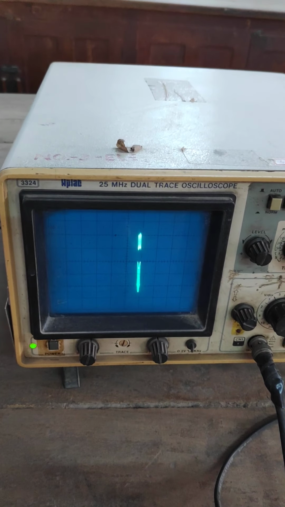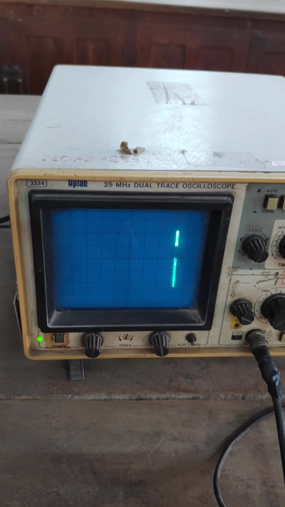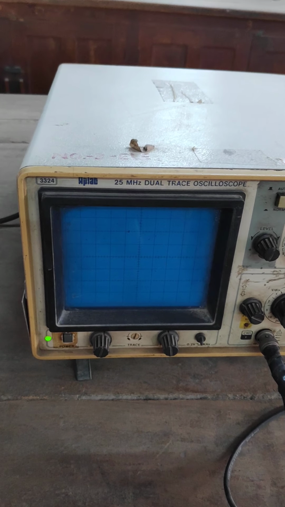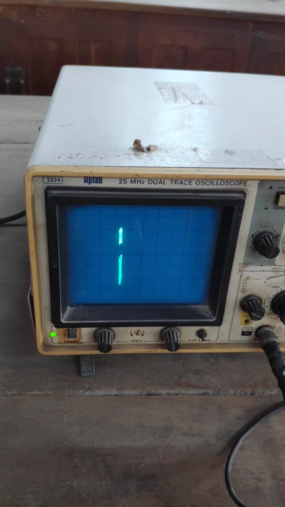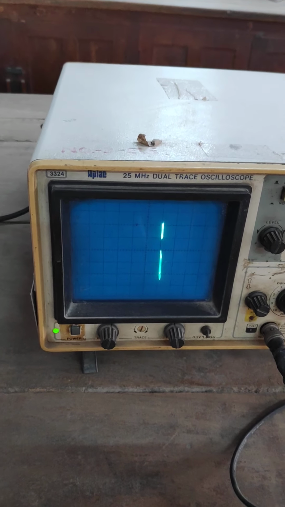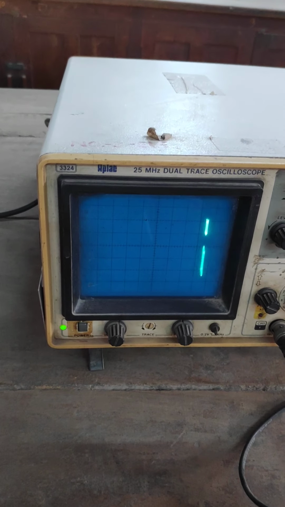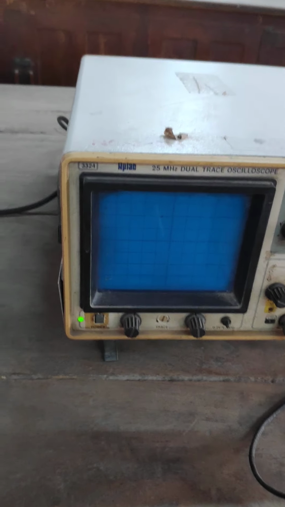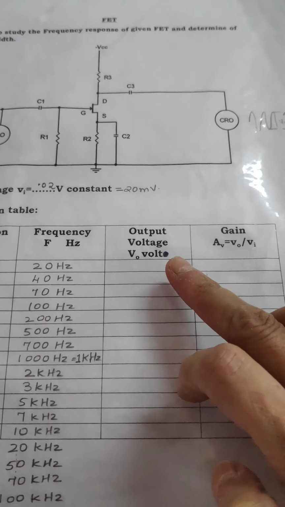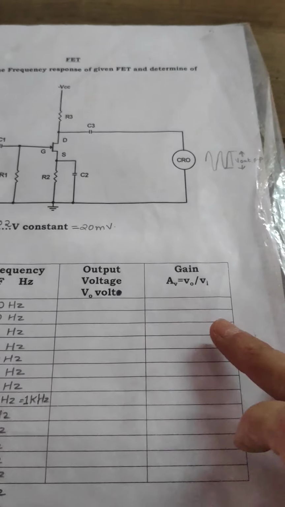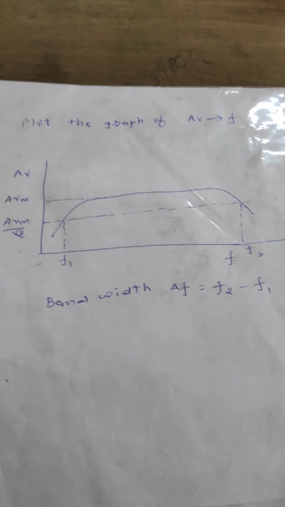Now instead of using the CRO, you can also use an AC voltmeter, or you can use a simple voltmeter with a good impedance. Since we have to measure only the voltage, you can measure the voltage either by the CRO or by an AC millivoltmeter or an ordinary voltmeter. Now after changing the frequency, we will obtain the corresponding output voltage and find out the gain. Next we have to plot a graph.